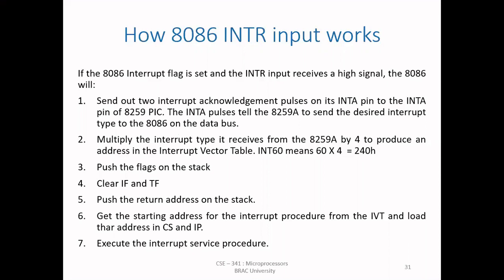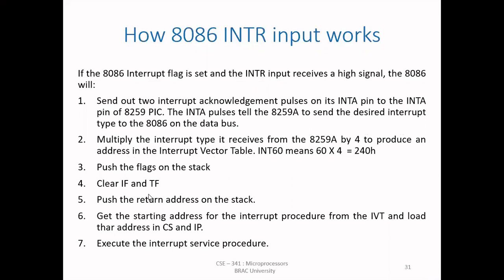type 254, etc. Then in the next step, whatever type it gets, it will multiply the type that it receives from the 8259A by 4. This multiplication I have described in my previous video. It will multiply it by 4 to produce an address in the interrupt vector table. This is the example that I have described.